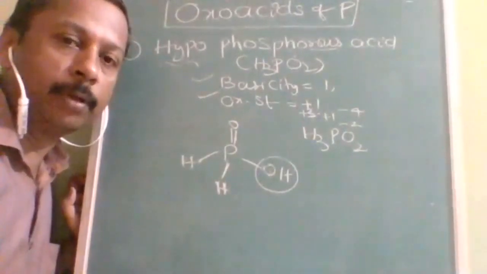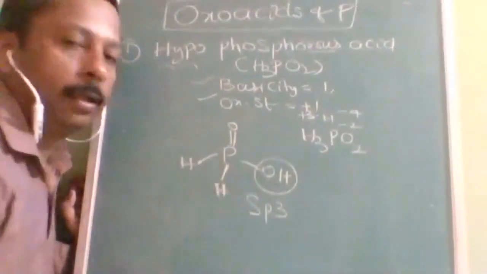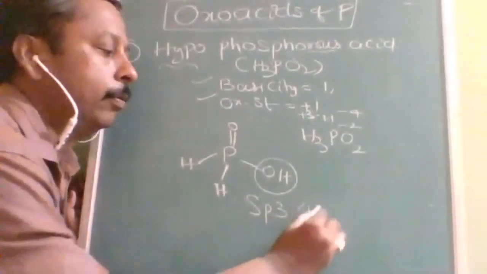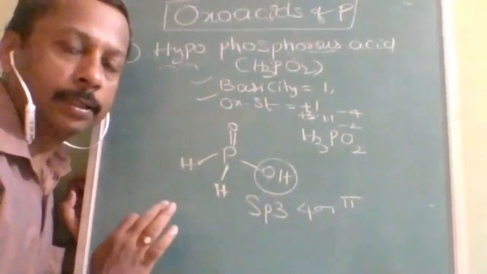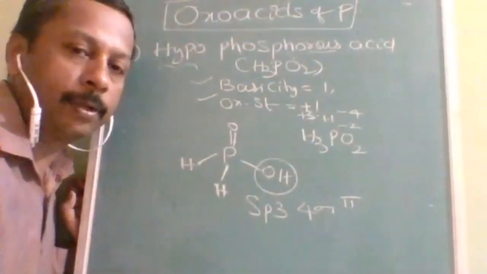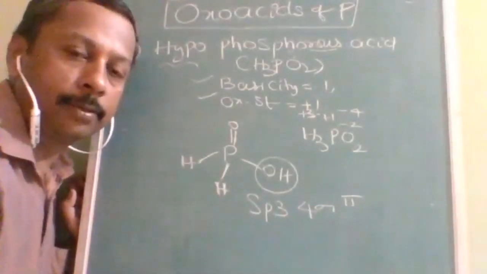Number of sigma bonds, pi bonds, hybridization. What will be the hybridization? sp3. 4 sigma bonds, 1 pi bond. Anything they ask, you should be able to answer. Okay, are you ready? Next question. Next oxo acid.